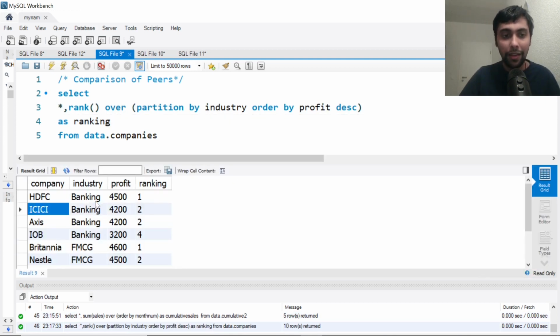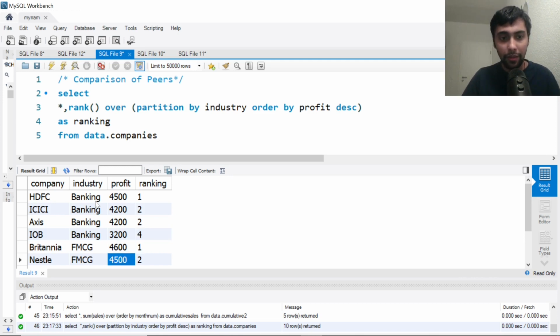As you see, in the banking industry, HDFC is highest, but then ICICI and Axis both have 4,200. As you guys know, according to the ranking concept, if the numbers are the same, we get the same rank. Next company in that industry, IOB, their profit is 3,200. And why do we get the number 4 here for ranking? Because when we do rank, when there are repeating numbers for a particular rank, the next number gets skipped. So here there are two twos, so three will get skipped and directly moving to four.